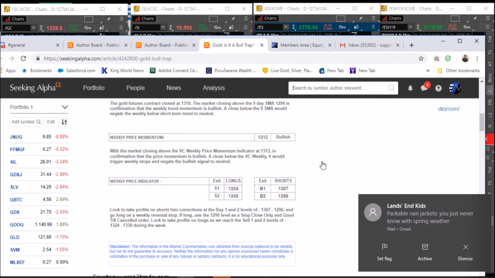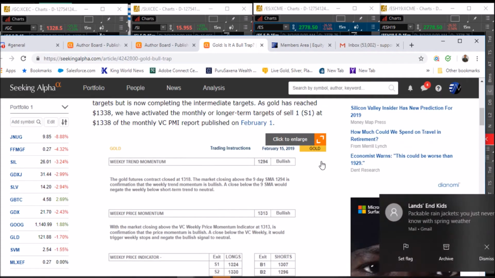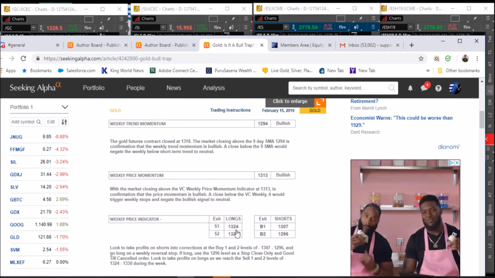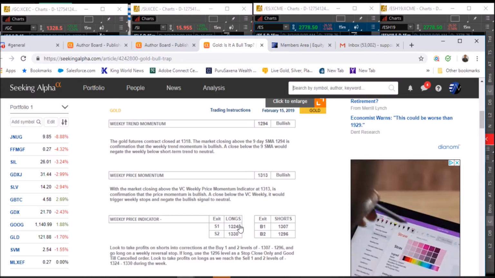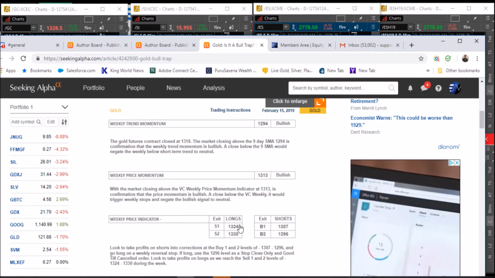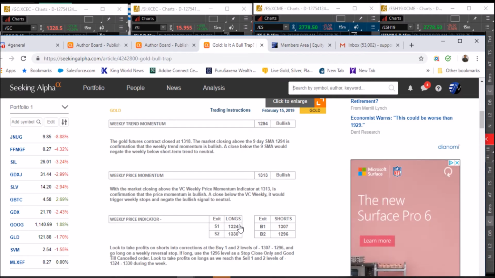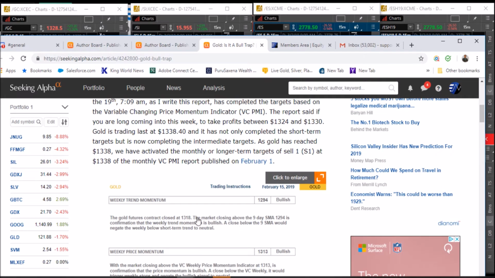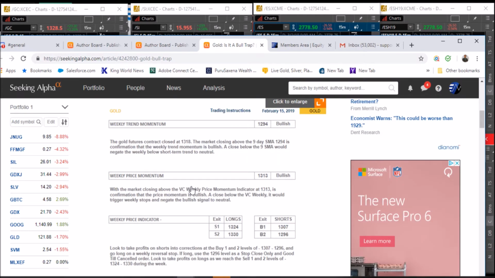And this is the report that we published here based on when the market was at 1318. It came right into the sell 1 level of 1324 to 1330, which I indicated to take profits. And furthermore, closing below that 1338 as indicated, activated the longer term targets here of the lower by 1 by 2 levels. And so the market in gold came.